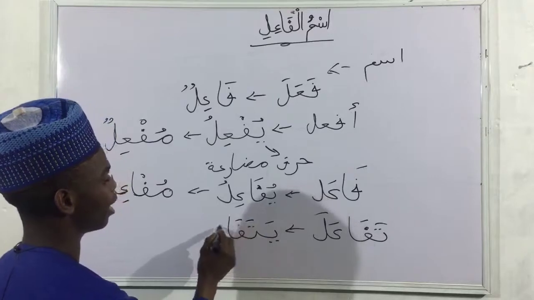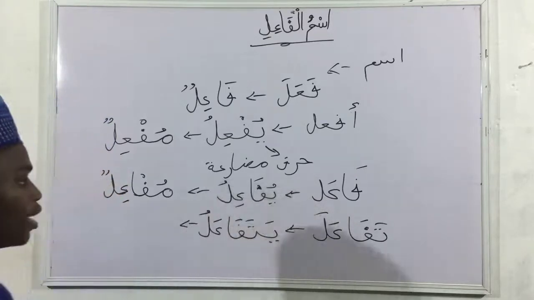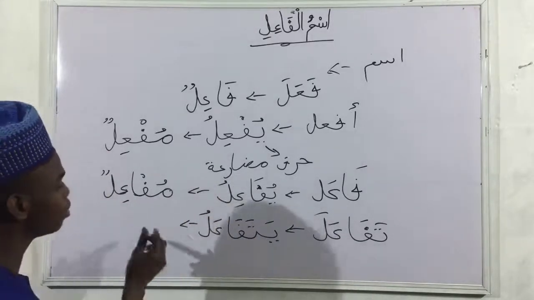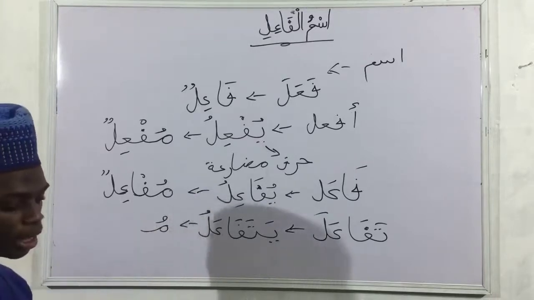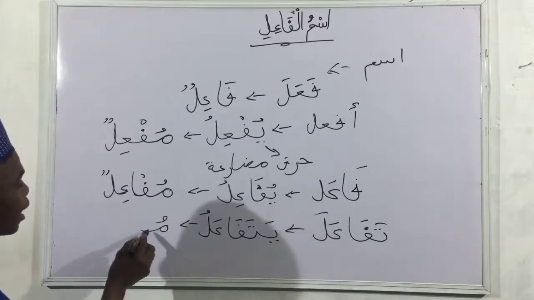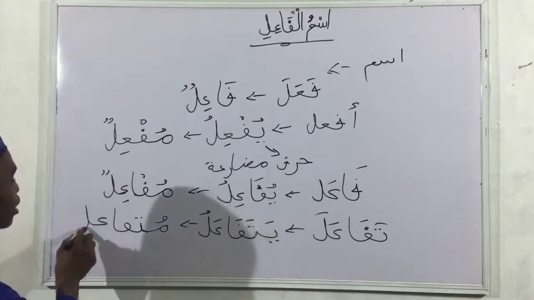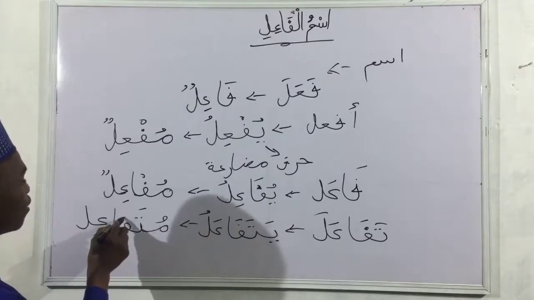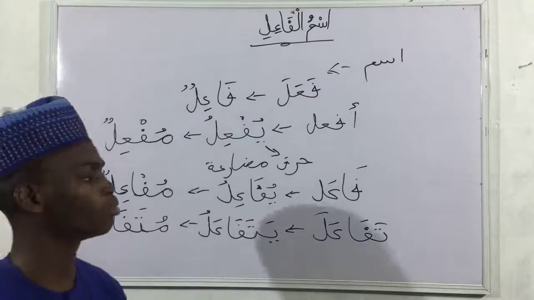So, yatafa'alu. But when we want to turn it into an ismul fa'il, like we said, what do we do? إبدال حرف المضارع. We change the حرف المضارع to a ميم ضمة وكسر ما قبل الآخر. We take the second to the last letter and give it a kasra. What's the second to the last letter? عين. So it becomes mutafa'il. So that is how we form ismul fa'il.